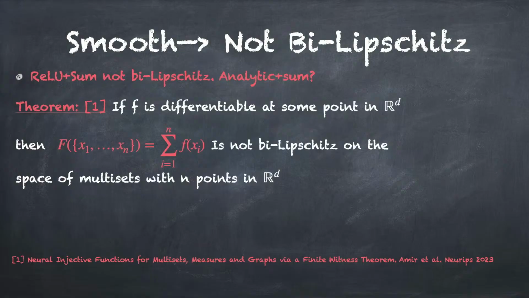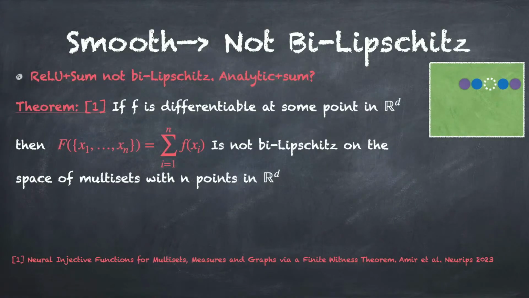Okay, so this is a theorem we proved. Basically, if you have a function which is differentiable at any point, and you take the sum, it might be injective, but will never be Bi-Lipschitz. The proof of this is sort of the same as what we talked about before. If a function is differentiable, that means that in first order it's actually linear, and that means that this type of example will make it fail. The first order approximation cannot tell the difference between two multisets which have the same sum, and therefore the error will only be second order.